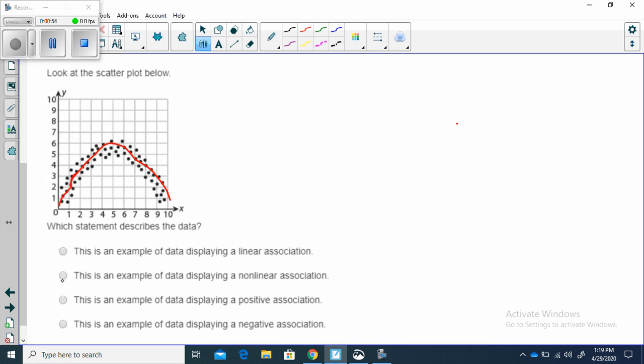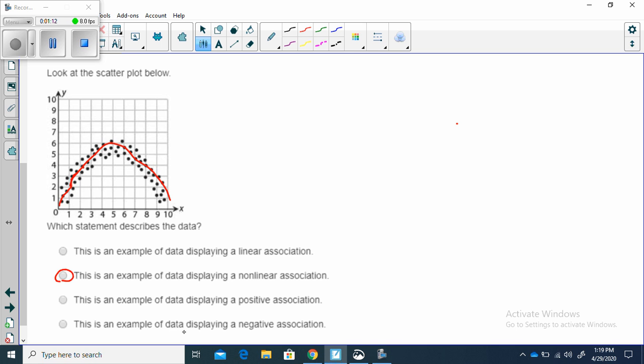Yes, that's a nonlinear association, isn't it? Because the data does stick close to the line I drew. The line is just not linear. This is an example of data displaying a positive association. It's only positive to about here. Then it starts going negative. See, it has a positive slope to about here, negative to here.